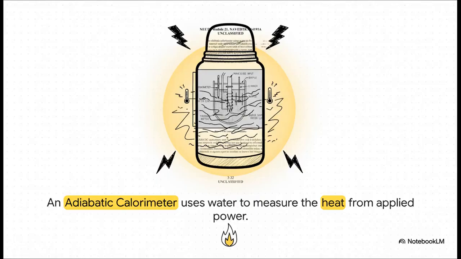And this is a perfect example of how that works. In this adiabatic calorimeter, you basically dump all the power into a load that's sitting in a sealed container of water. All you do is measure the water temperature, apply the power for a very specific amount of time, and then measure the temperature again. Based on how much the temperature changed, how much water you have, and how long you ran the power, you can calculate the wattage with incredible precision.